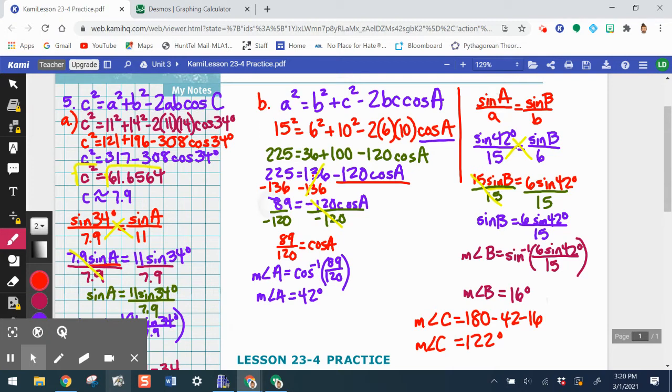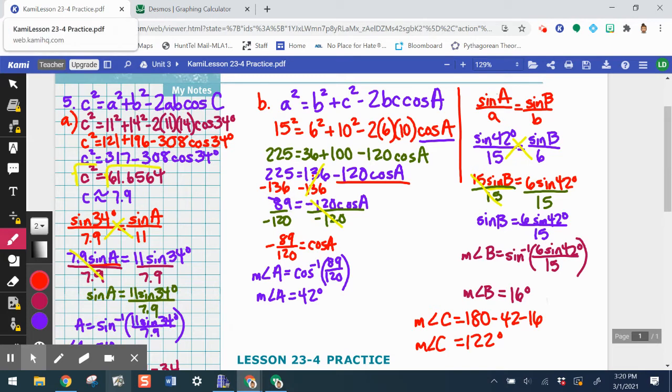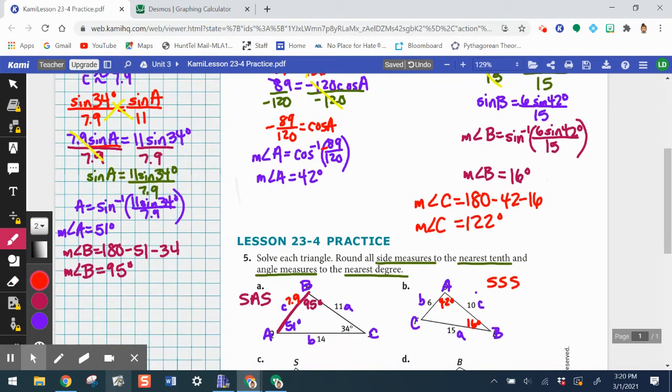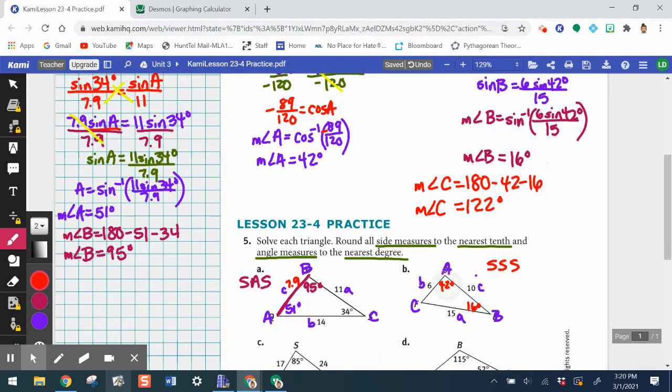So back in this original problem, my board did something pretty interesting, and I mistook it that I had a negative 89, which if I just slowed down a little bit, I realized that that should have been a positive 89. So it's a positive 89 divided by negative 120, which will still be a negative 89 over 120. So when I actually should have found the measure of angle A using the cosine inverse, I should have done a negative 89 over 120. And I can't believe I didn't catch that.